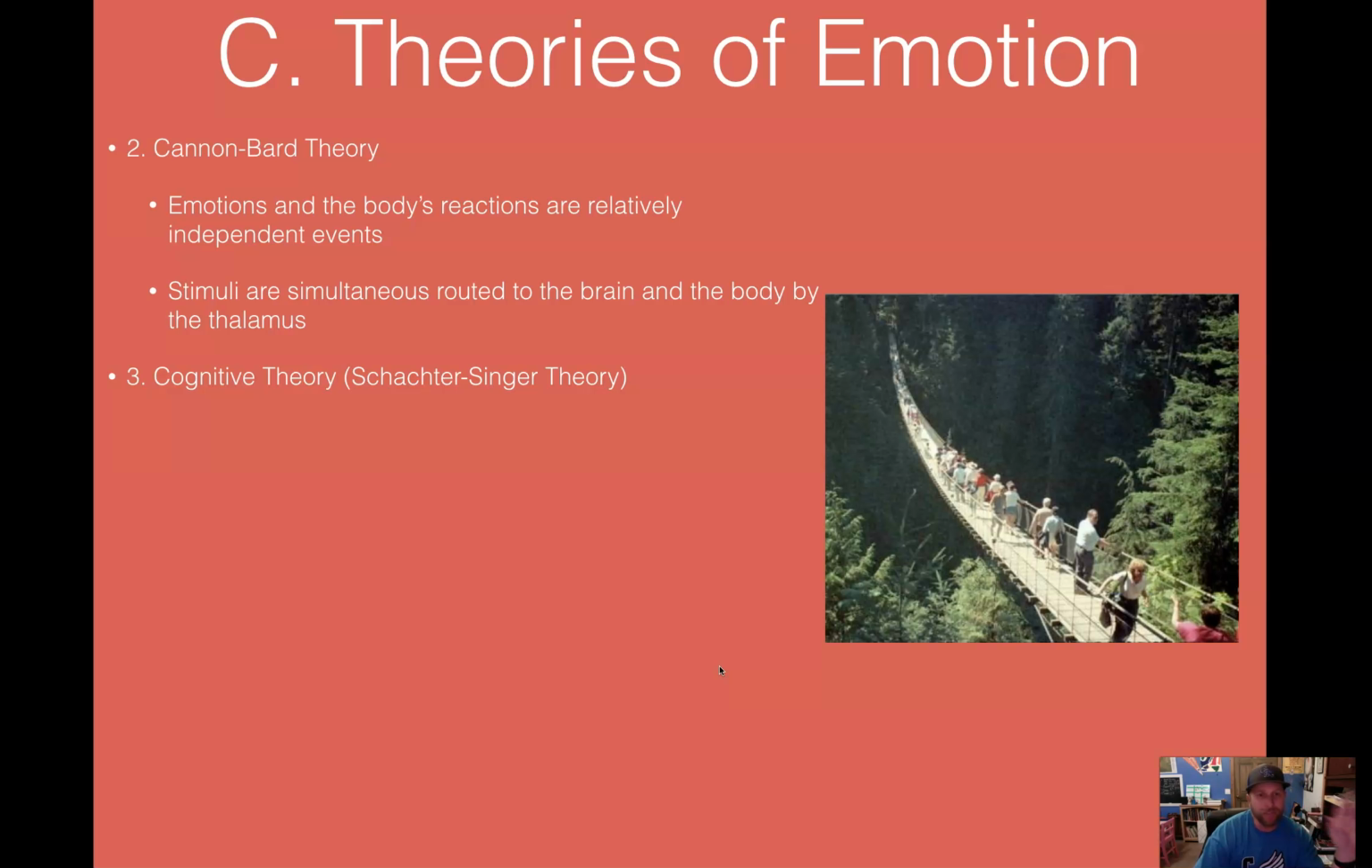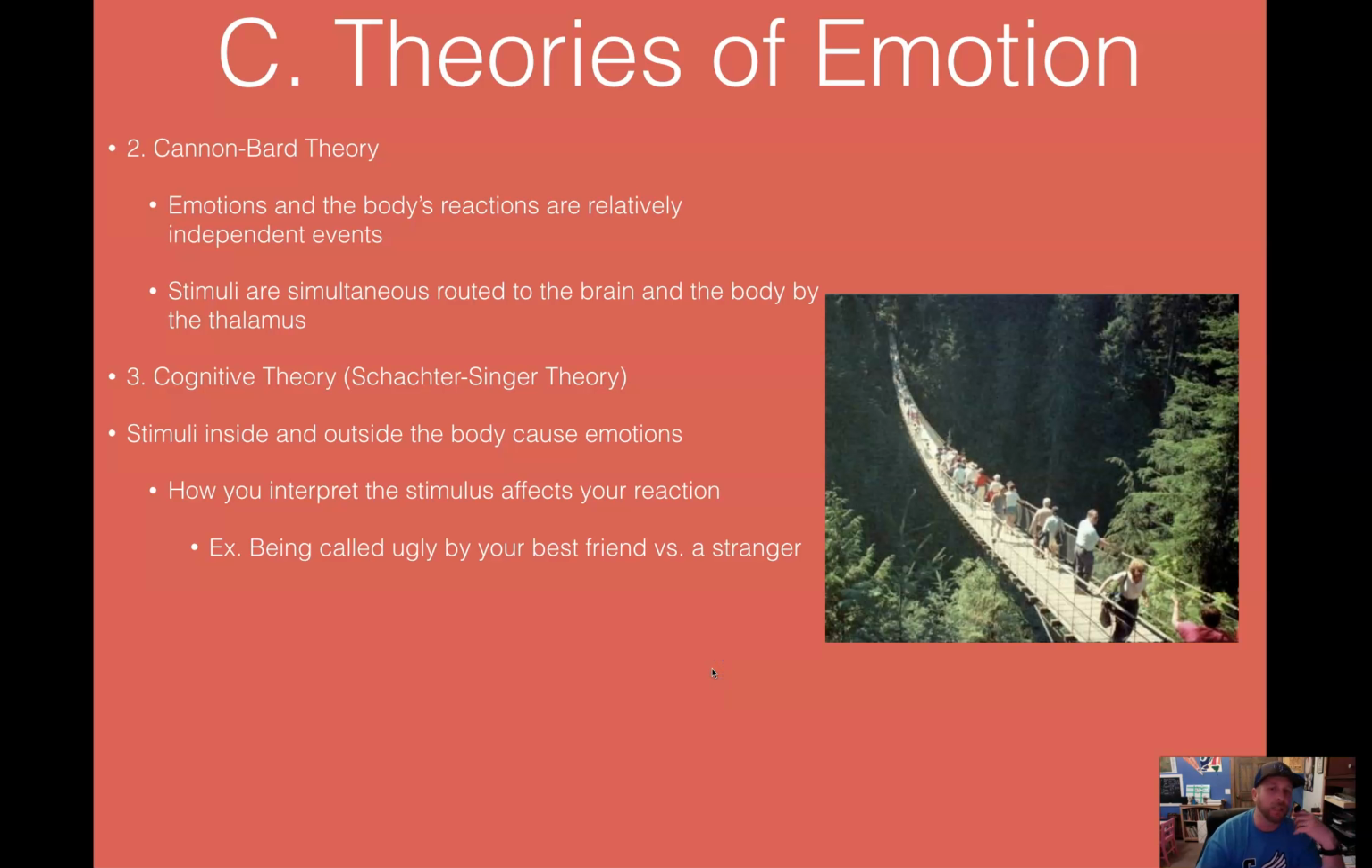Now, the cognitive theory, which is the Schachter-Singer theory, basically stimuli inside and outside the body cause emotions. How you interpret the stimulus affects your reaction. So being called ugly by your best friend is kind of a joke. You're not going to punch them. But if a stranger calls you ugly, you might give them a dirty look. You might punch them. Then you go to jail for assault and battery. Don't do that. And so the interpretation is within one's body.